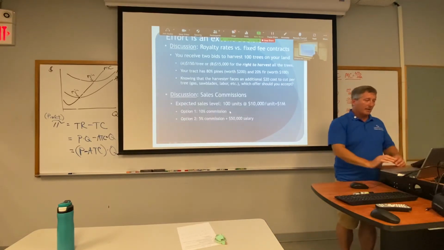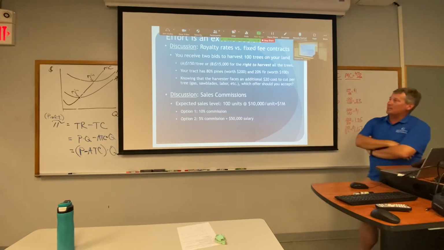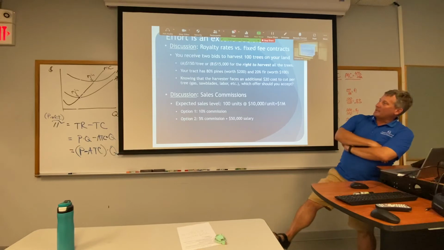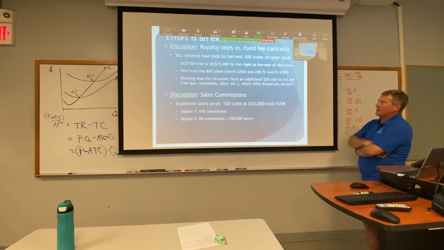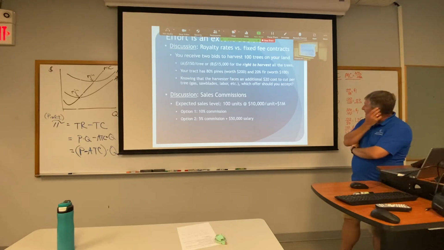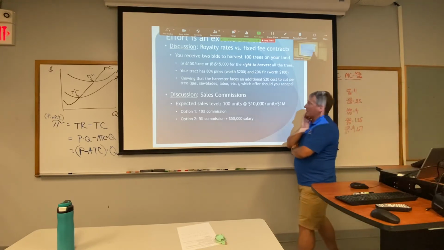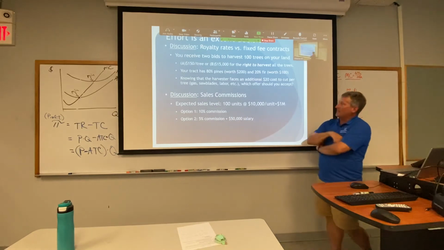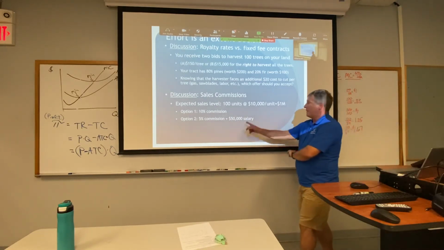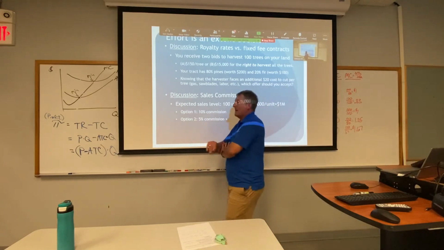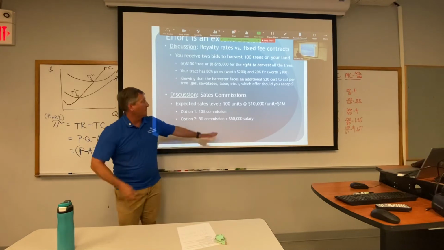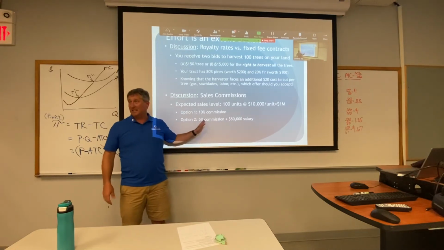All right, so looking at the margin. How about salespeople? So we expect the sales level to be 100 units at $10,000 a unit. Maybe we've got a hot tub here or something, so 1 million. Do we pay them 10% commission? 10% of 1 million is how much? 100K, or 50,000 flat plus a 5% commission. How much is that? 50 plus 50 is 100.